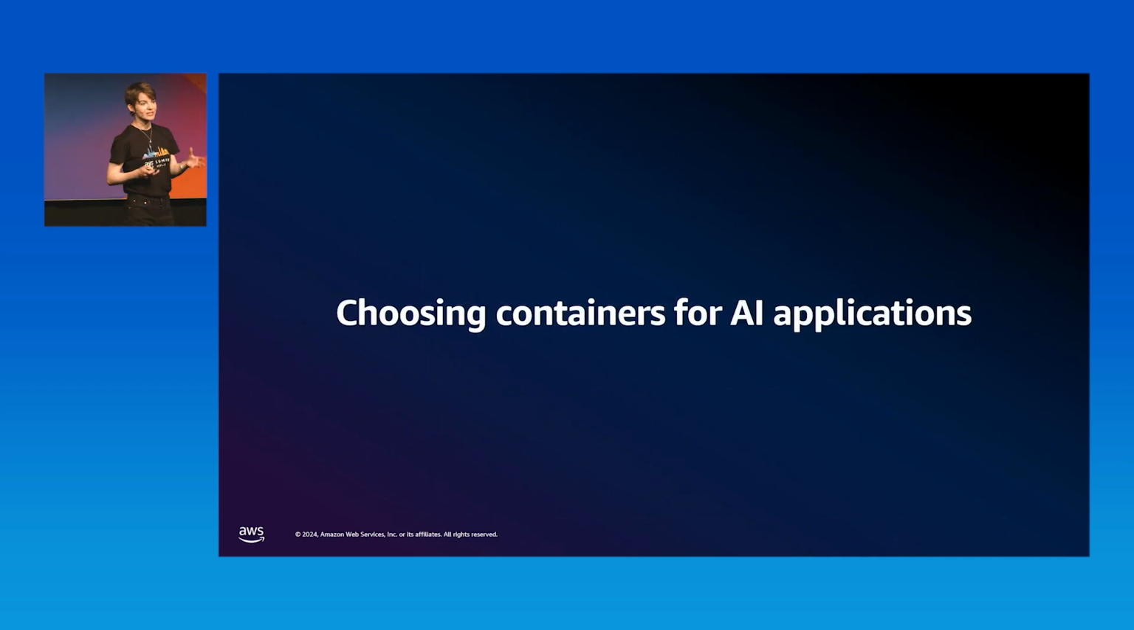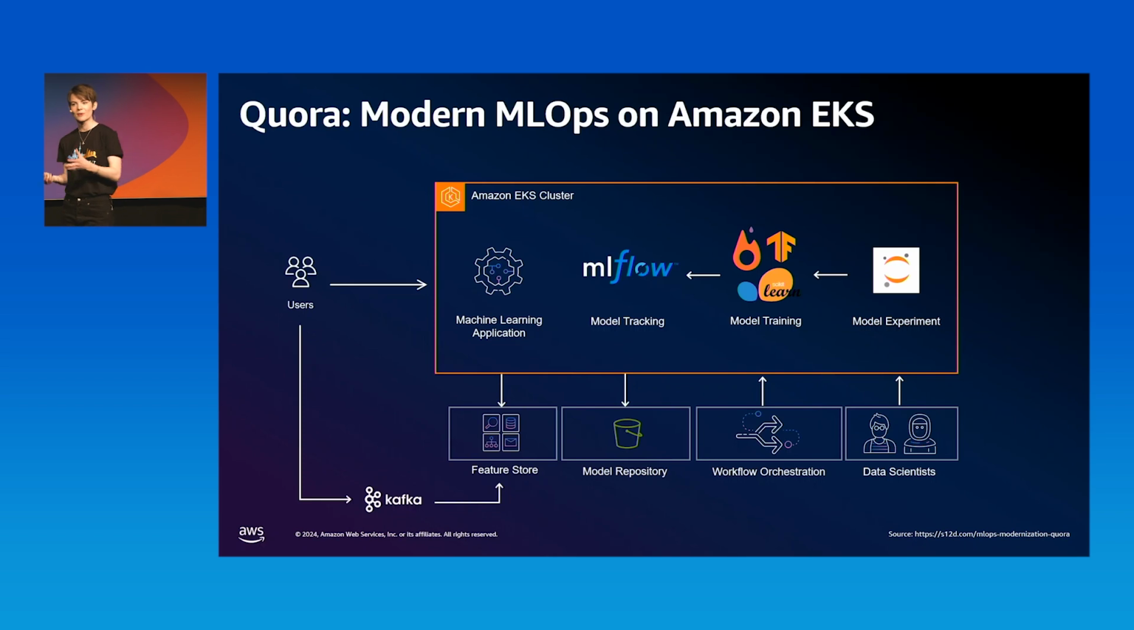Now, moving over to the container side, and where this is a great fit for AI/ML applications. Quora, who you might be familiar with if you're searching for anything online, they built a modern MLOps platform on EKS. And so with this, they have every component of the MLOps lifecycle, everything from model experimentation, model training, using some of the open source tools around model tracking, so MLflow. All of these things, as well as launching their ML applications, are done on Kubernetes. And the cool thing about this is that they're able to run these very long-running workflows.